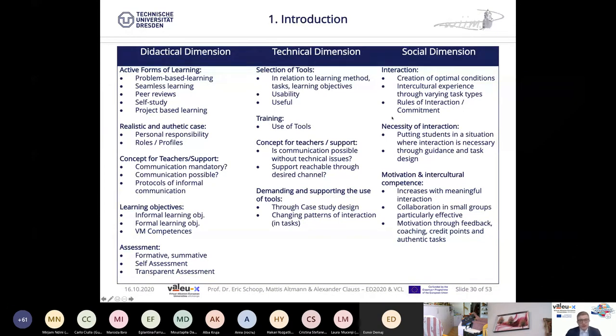So, and then the last point, motivation and intercultural competence. It's really important. It increases with meaningful interaction. Like Esmir mentioned before, many of the students at IPOCA are not satisfied with online teaching. They are maybe not motivated. But motivation and intercultural competence can increase with more interaction. So the first point, I will show it on the next slide, will be to increase the interaction. But how to increase interaction? Let's see how this happens.